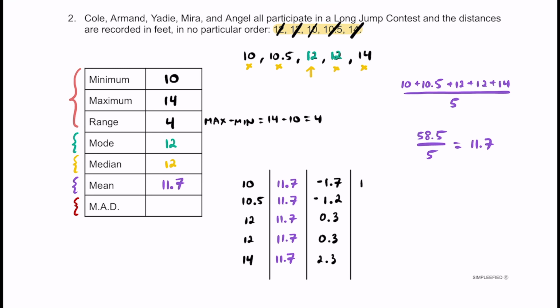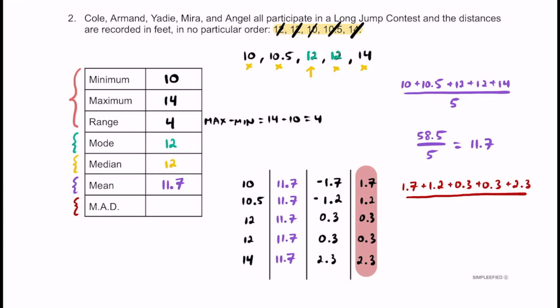If we go ahead and find the absolute deviations now, this is going to be positive 1.7, positive 1.2, and we're going to keep these all as positive as well. These were all the deviations, now that we have the positive versions of each of them. Now that we have all the absolute deviations, let's go ahead and find the mean of them to find the mean absolute deviation. So each of these are 1.7, 1.2, 0.3, 0.3, and 2.3. This is all the deviations from the average, and let's go ahead and average them to find out on average how far they were from the average.